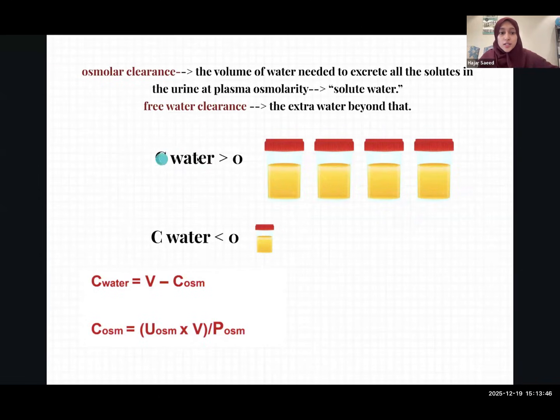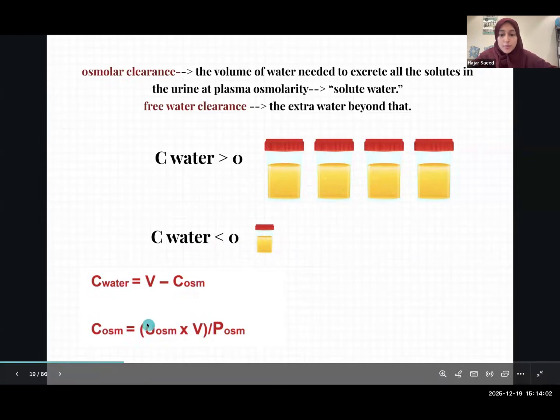So if clearance of water is over 0, we're obviously losing a lot of water. We have dilute urine. If clearance of water is less than 0, then we're only using the amount we need to use. So it's very little urine. That's all you guys need to know. These are the equations to calculate it. So osmolar clearance is the same as clearance of anything: urine concentration multiplied by urine volume divided by plasma osmolarity.